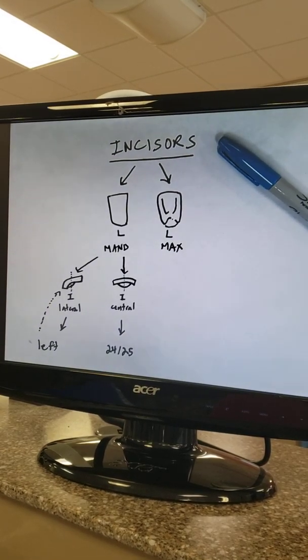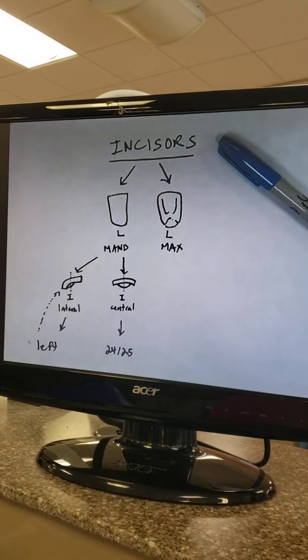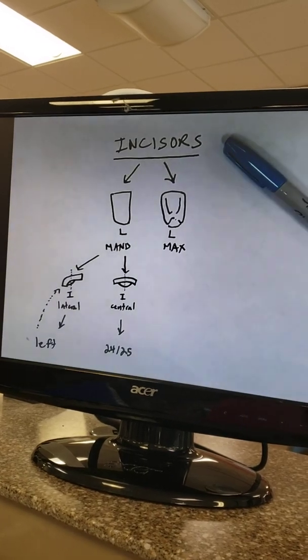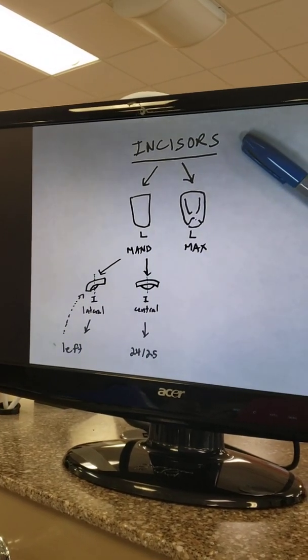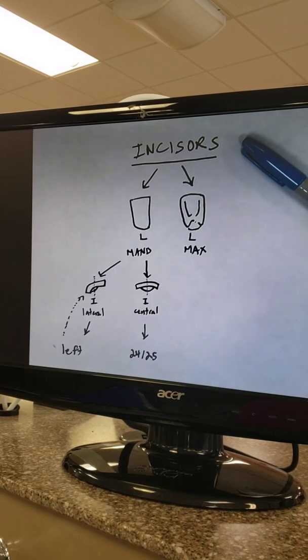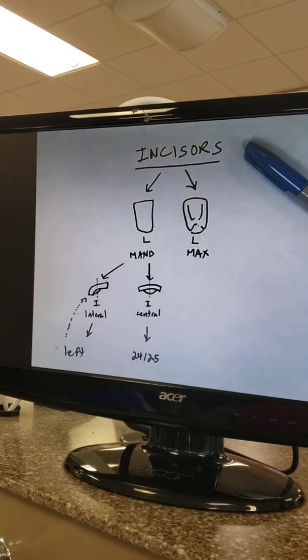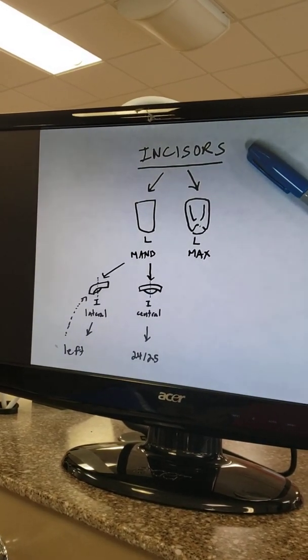Okay, that's it. I mean, that's all I got for the lower lateral incisors, or the lower incisors period. We cool with that? All right. Let's go to the maxillary.